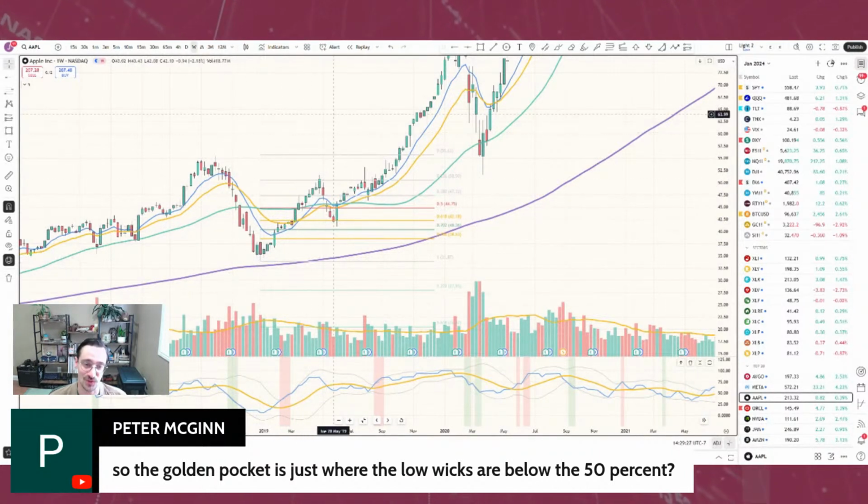Very rarely do you get straight V moves straight out of a range. Usually they need to consolidate, right? And that consolidation, pattern traders would view that as a pennant or a flag, right?